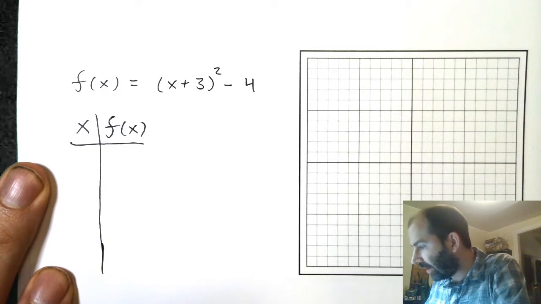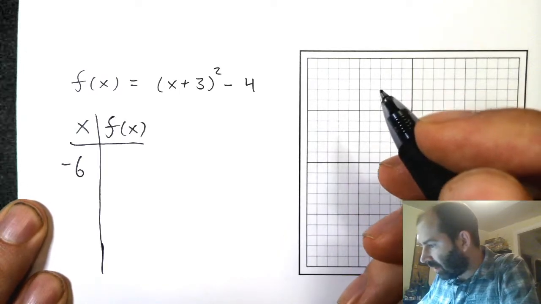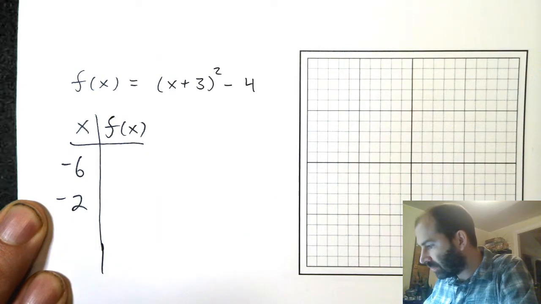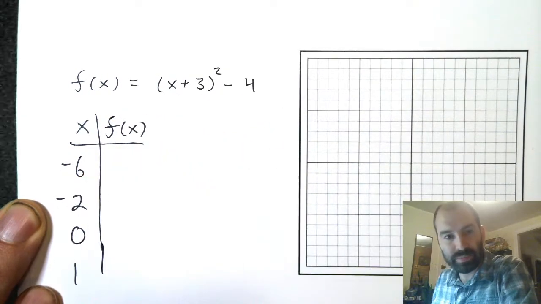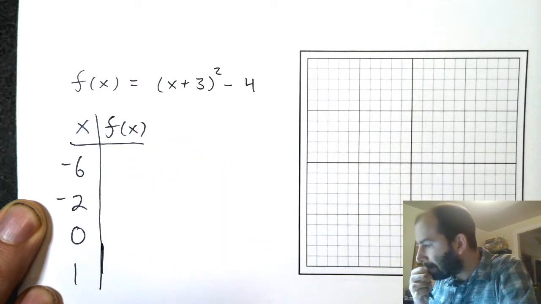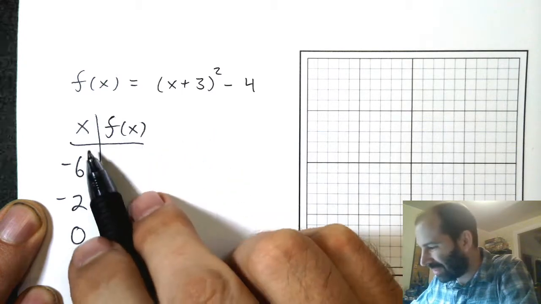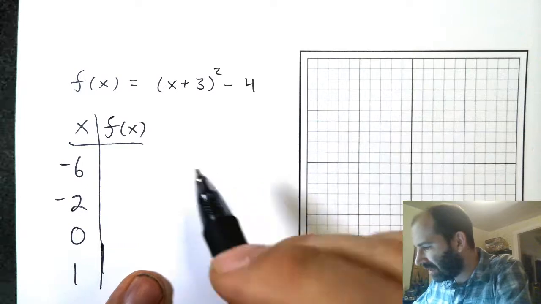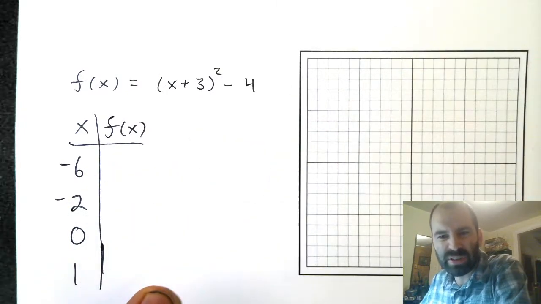Let's try -6. We'll try -2. We'll try 0, and we'll try 1. Yeah, and I am thinking ahead about what things I might be getting out. So I'm trying to pick an array of things that'll give us some interesting answers here. But, you know, just plug in some numbers. If you start getting some crazy answers, try different numbers, okay?